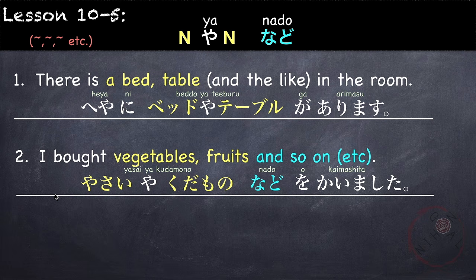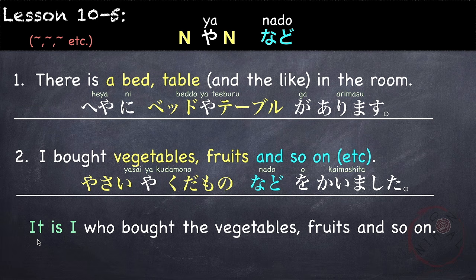So, another example to point out the difference between wa and ga is if you want to say, it is I who bought the vegetables, fruits, and so on. So here you are pointing out that, hey, I am the one who bought the vegetables, fruits, and so on. So you can say, 私が, blah blah blah. 私が野菜や果物などを買いました。I am the one who bought the vegetables, fruits, and so on.